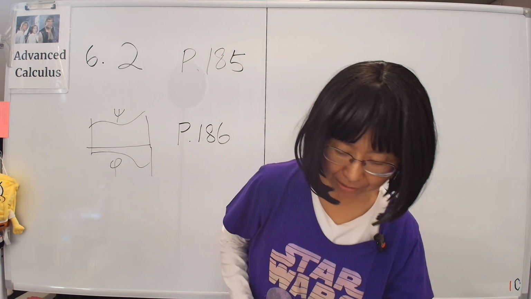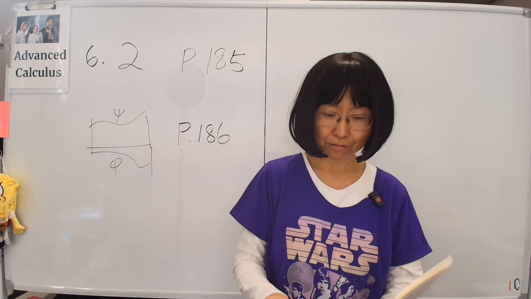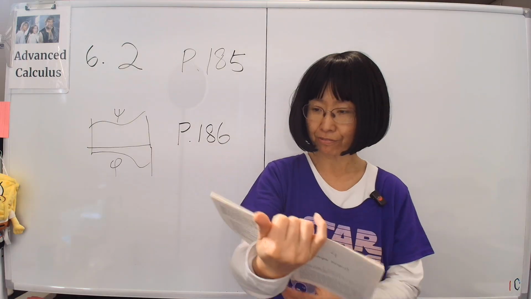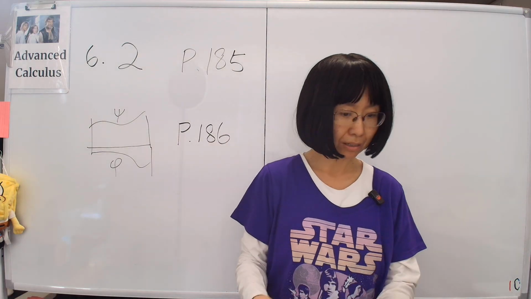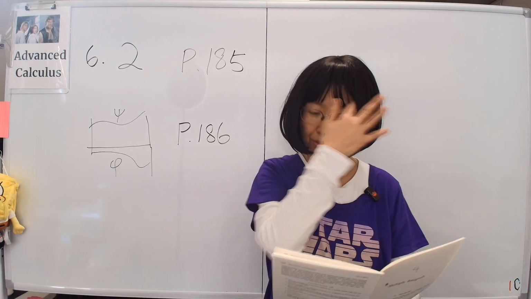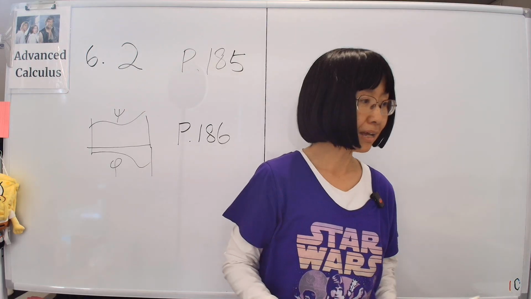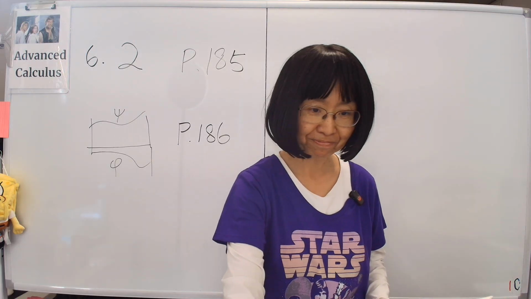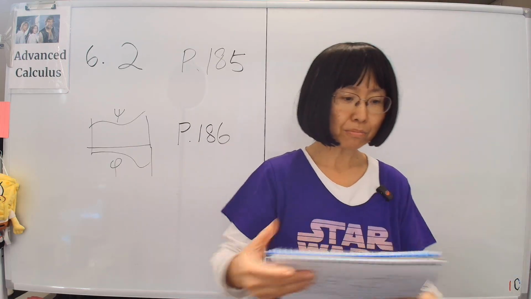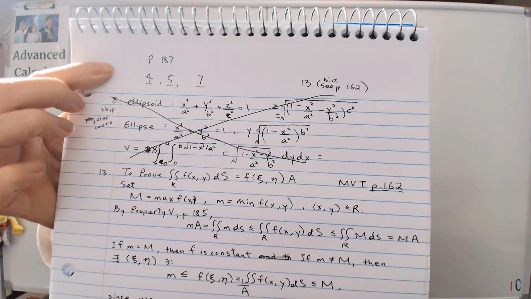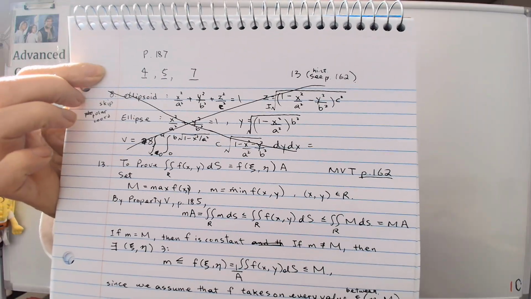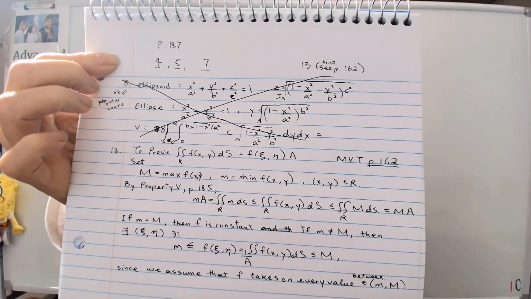Next, there's example B, but that's really straightforward. So please read example B yourself on page 187. And then we have come to the end of this section, and we need to talk about homework. So for homework, on page 187, please do problems 4, 5, 7, and 13.